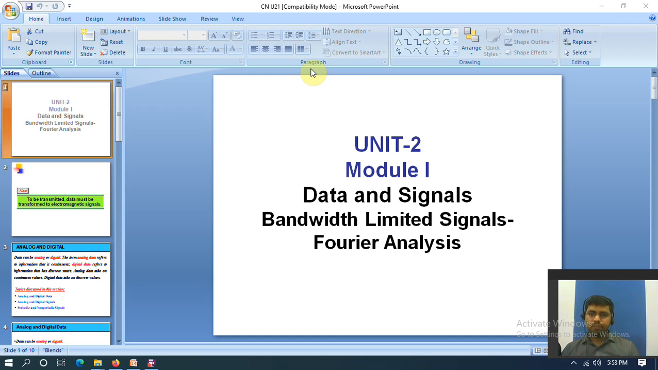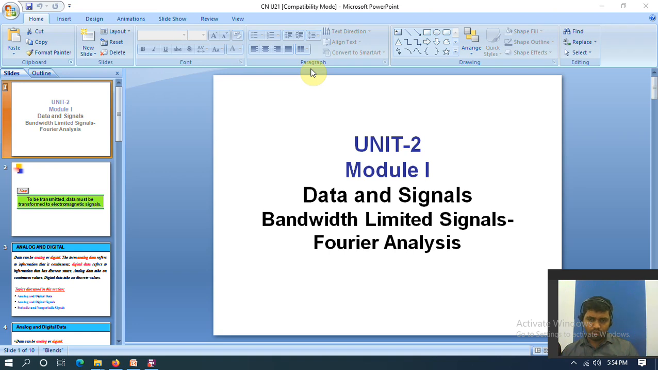Coming to unit 2, we are discussing mainly 3 topics. The first one is data and signals, where we discuss bandwidth limited signals and Fourier analysis. The second topic is the transmission medium. What is meant by transmission medium and how does it work? Transmission medium is divided into 2 categories: the guided transmission medium and the unguided transmission medium. The third topic is the services provided to the data link layer.